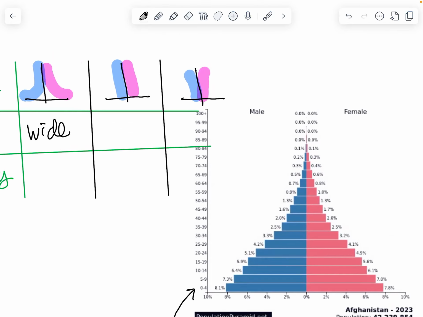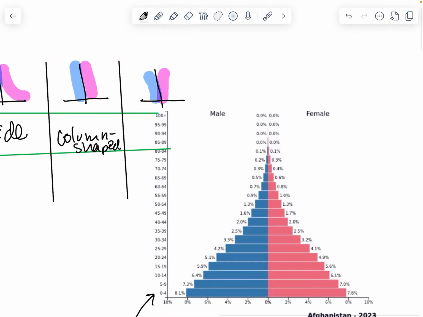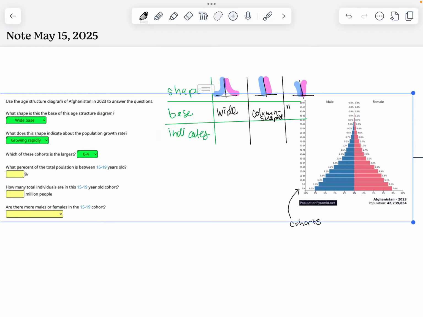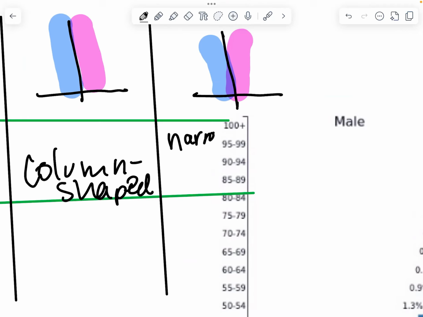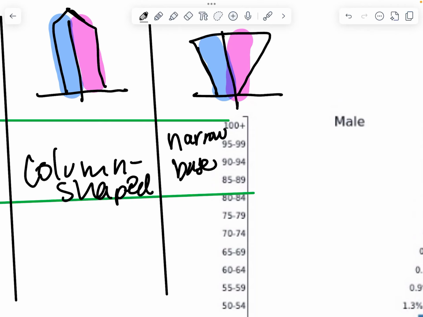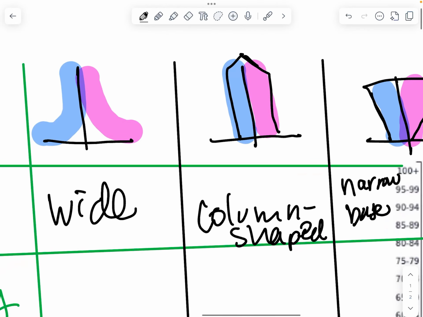or a column-shaped base, where you'd see it all the same down the sides, or a narrow base. In the narrow base ones, you're going to see it smaller below, so kind of like this shape. The column-shaped ones are going to have a little pyramid at the top, and then the wide base ones can have various levels of being wider at the bottom.